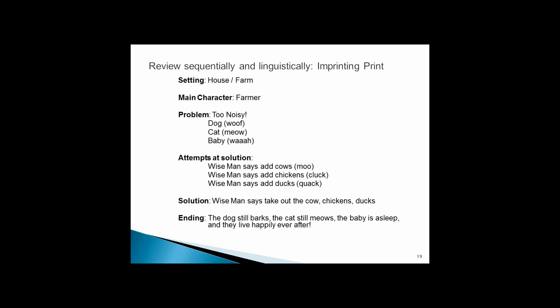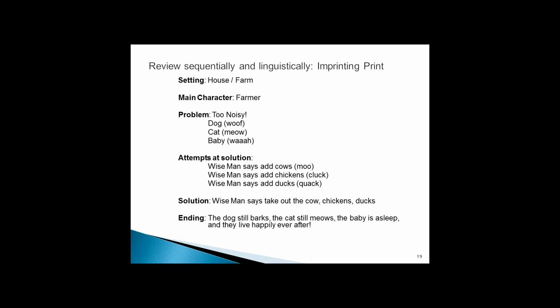Imprinting print. Whether or not the children can read, I still want to imprint print. I want them to see the correlation between the printed word, the written word, and the words that we've been using. I also want to review the different elements of the story. So I would ask them these questions.